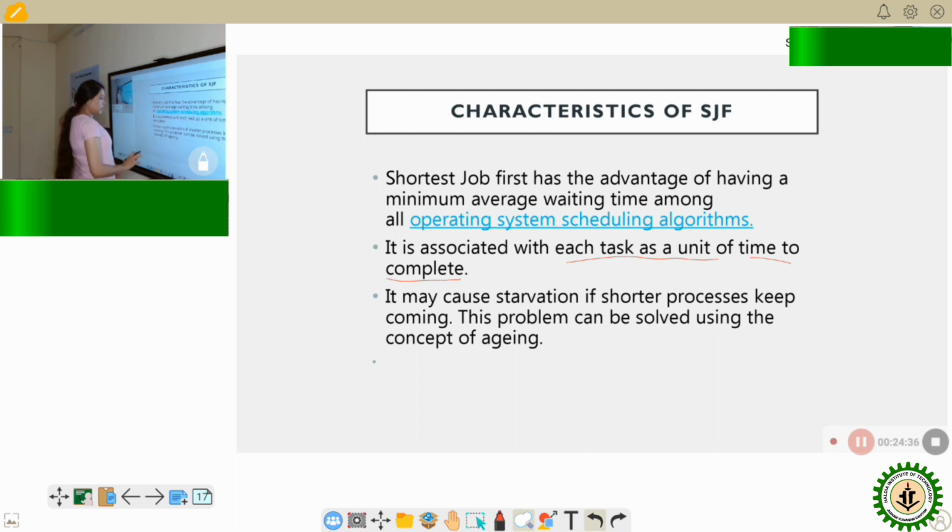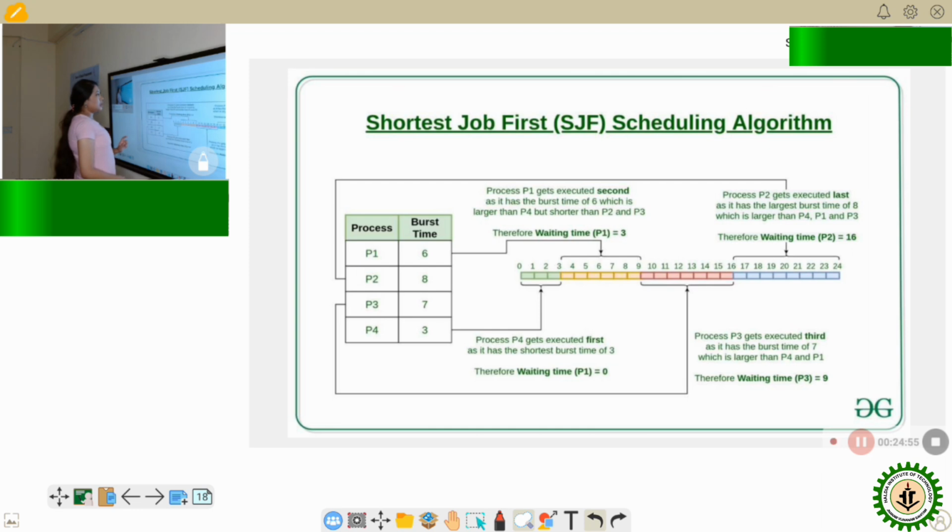It is also a non-preemptive process, but it may cause starvation if shorter processes keep coming. If shorter processes keep coming, then the larger process has to wait for a larger amount of time. But other than that, no starvation will happen in SJF. Then this one is the example. This is the process and this is the burst.